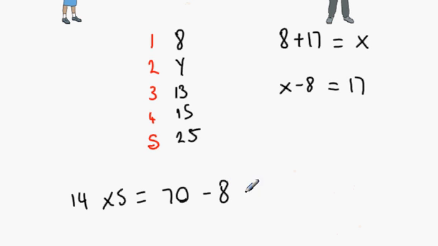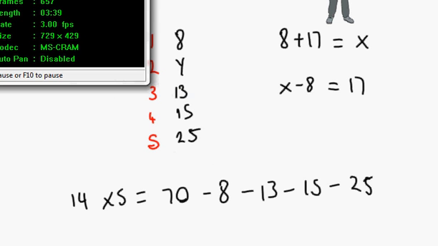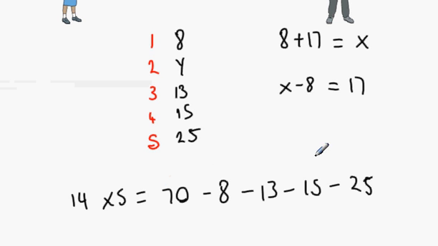Minus 8, minus 13, minus 15, minus 25. We're expecting the answer to be in between 8 and 13. It has to be according to size. Okay? 70 minus 8 minus 13 minus 15 minus 25. The answer there is going to be 9. Okay?